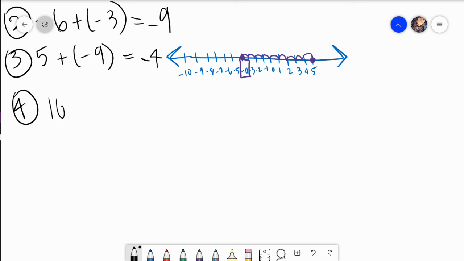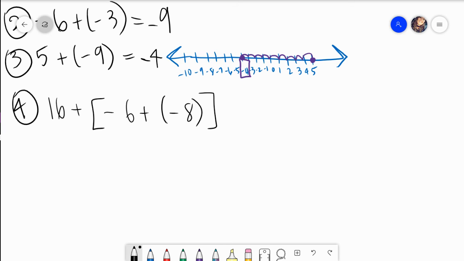If we have 16 plus, and then open your parentheses, -6 plus, open parentheses, -8, close your parentheses, close your bracket. If you see something like this, I need to remember my order of operations. I'm going to work from the inside of the parentheses and I'm going to go out.